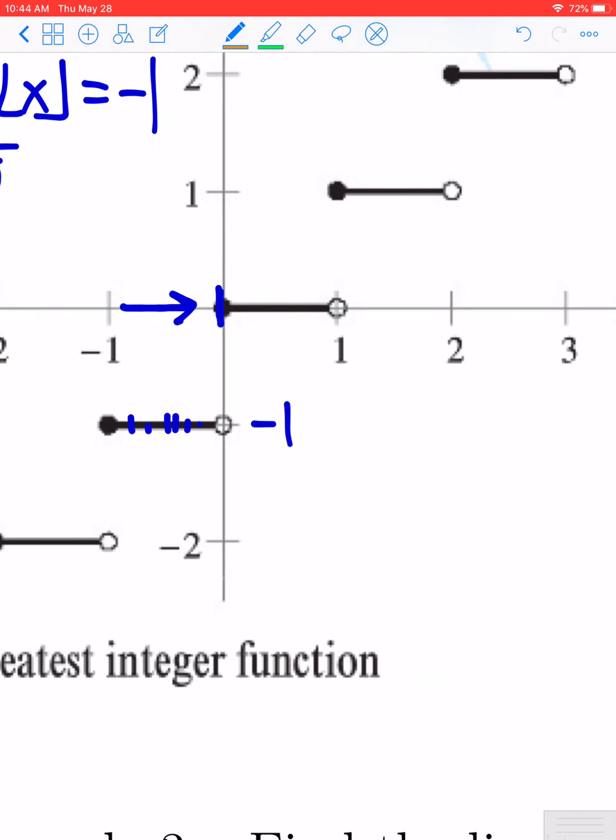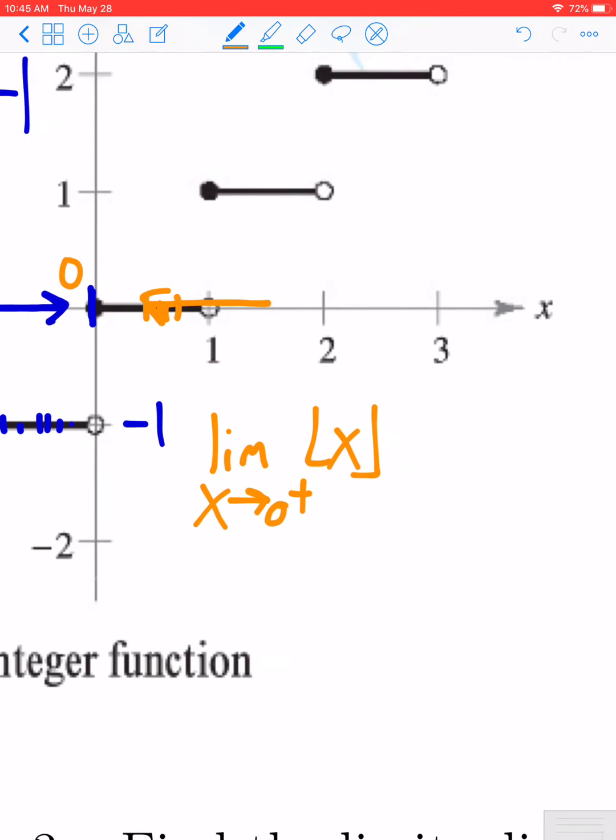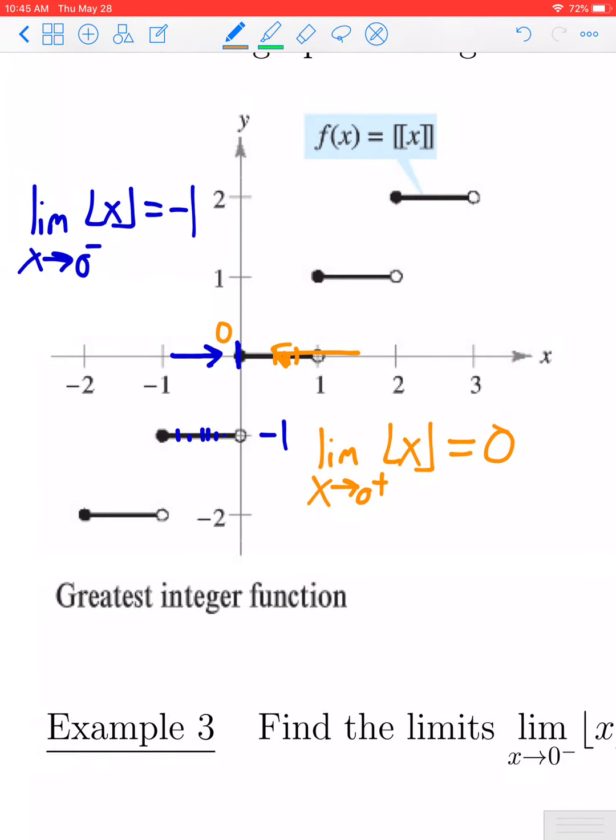Let's now see what would be the limit as x approaches 0 from the right of the greatest integer function. So now we're coming in and approaching 0 from this side. The function values are here. We consistently are getting the output of 0. So the limit as x approaches 0 from the right of the greatest integer function would be equal to 0.